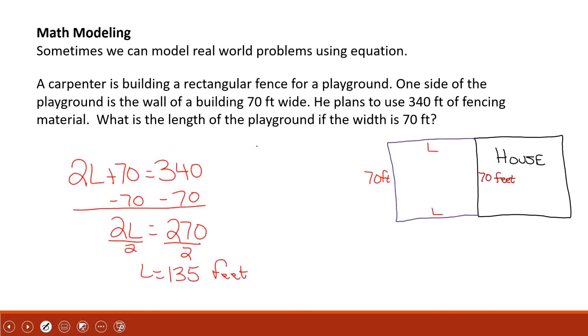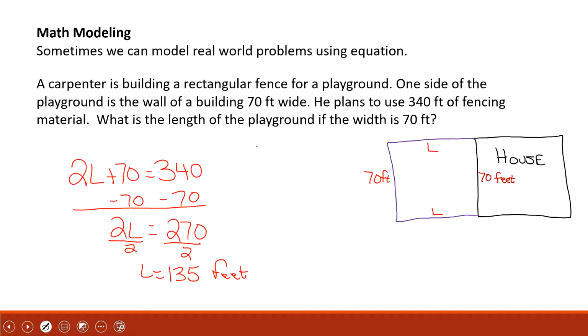Okay, so I drew a picture. I always want you to draw a picture when you're working problems, if you can. Sometimes you might not be able to, but in this example, we were talking about something that we could draw a picture for. So I drew my building with a side of 70 feet.